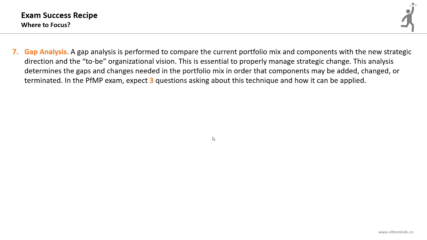Topic number 7 is the gap analysis, which we perform to compare the current portfolio mix and components with the new strategic direction and the to-be organizational vision. This is essential to properly manage strategic change, and this analysis determines the gaps and changes needed in the portfolio mix in order that components may be added, changed, or terminated. In my PFMP exam, 3 questions were asking about this technique, what's the purpose of applying this technique, and how it can be applied.